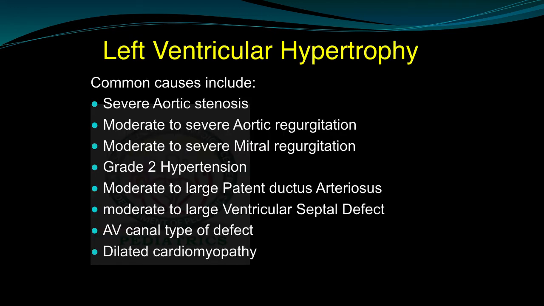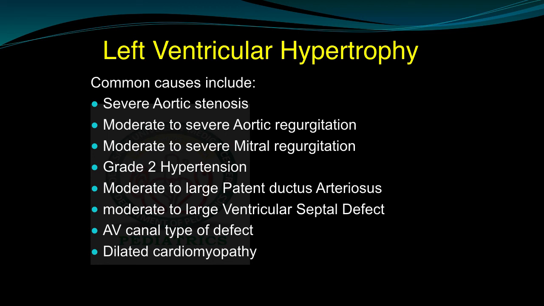Okay, now what are the disease conditions that can cause left ventricular hypertrophy? These are the severe aortic stenosis wherein there is fusion of your cusps. You have your right coronary cusp, the left coronary cusp, your non-coronary cusp. Then you have your moderate to severe aortic regurgitation, moderate to severe mitral regurgitation in rheumatic heart disease, grade 2 hypertension, moderate to large patent ductus arteriosus, moderate to large ventricular septal defect, your AV canal type of defect, wherein you have primum ASD and the high type VSD plus a cleft mitral valve.